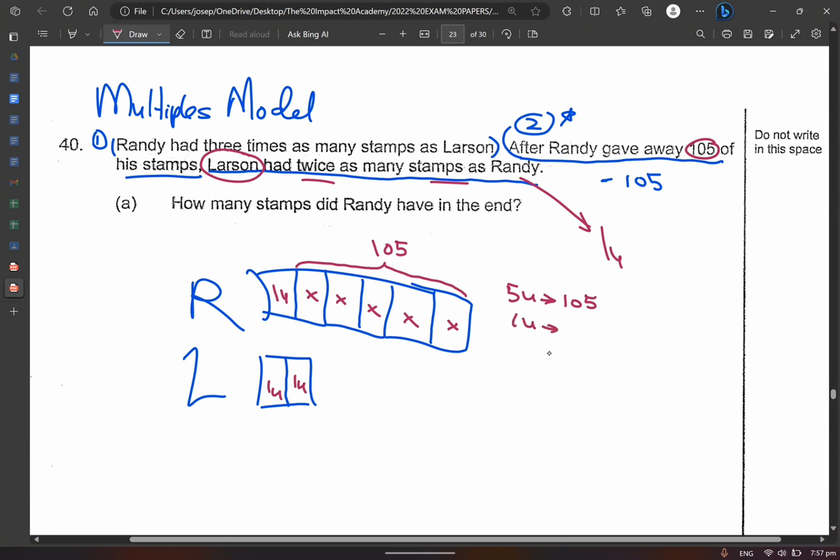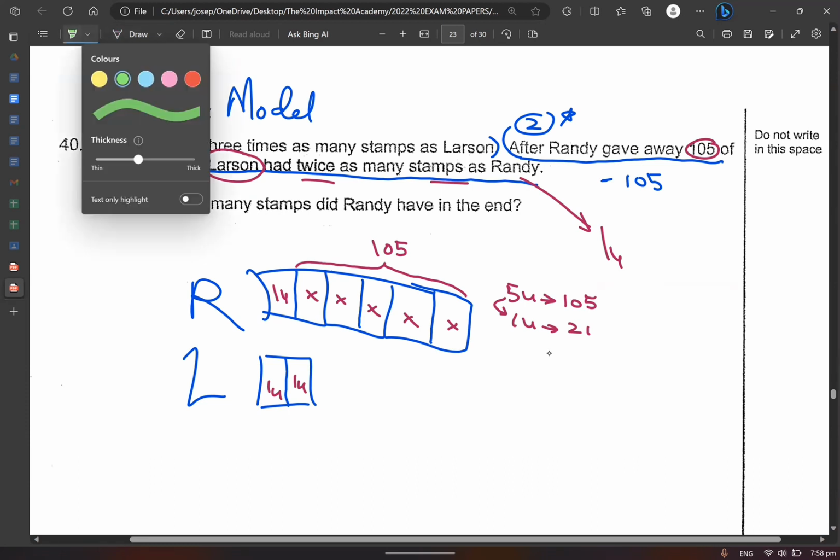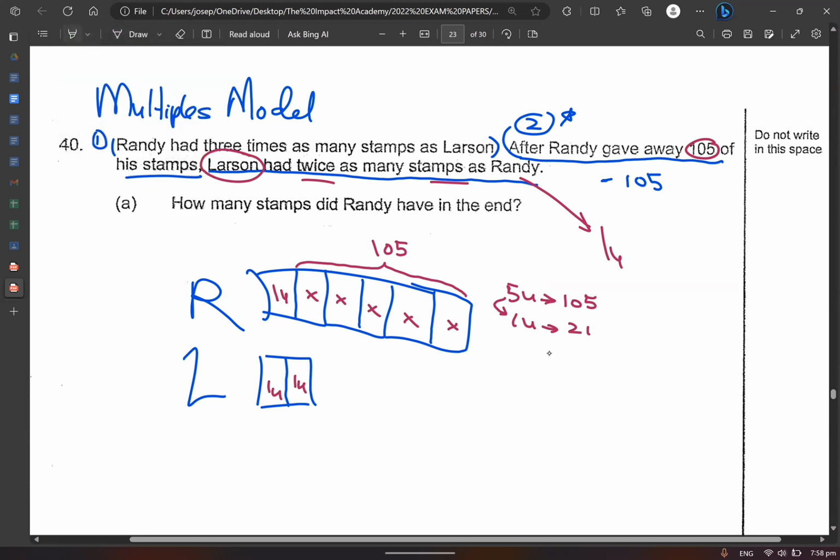So we find Mr. Greenman. What is Mr. Greenman? 105 divided by 5. We definitely get to 21. Teacher Joseph, how do you know it's 105 divided by 5? Because how do I get from 5 to 1? I divide by 5. True? When I do something to my left, I must do something to my right. Okay? Now, so we get 1 unit equals 21. Mr. Greenman is out. Say hi, Mr. Greenman.